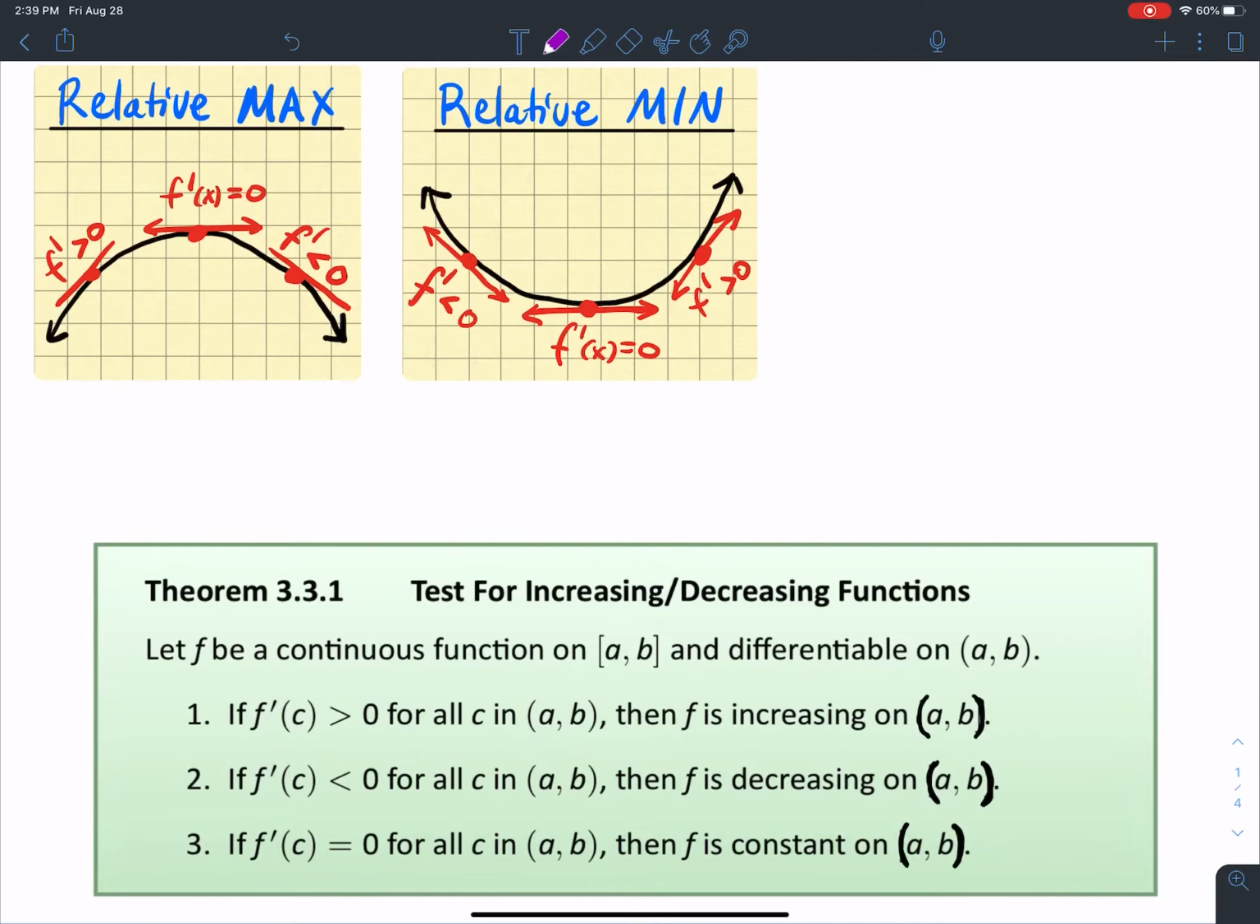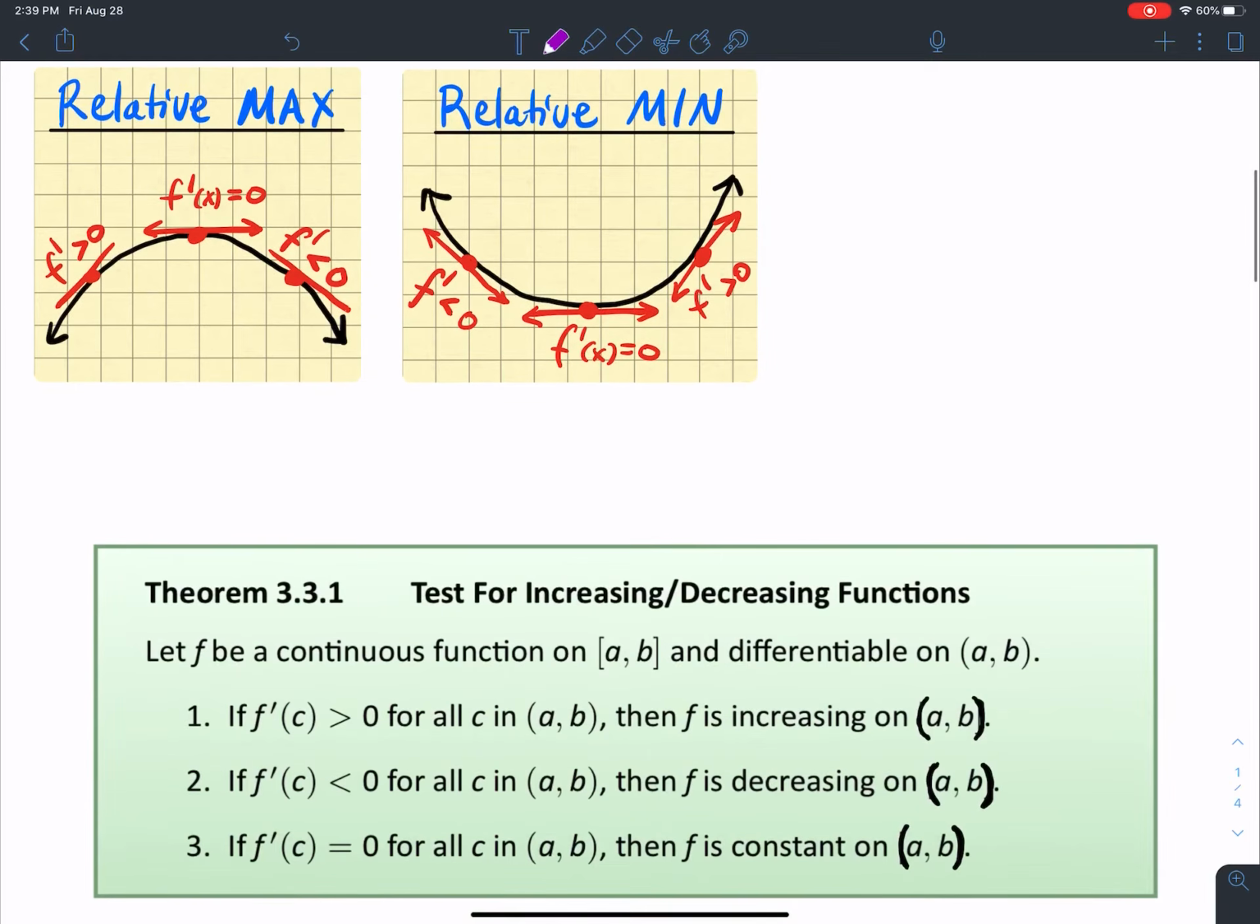This is a theorem, and we'll talk more about this in another video. But 3.3.1, test for increasing, decreasing functions, all right? So let f be continuous on the closed interval and differentiable on the open interval. So this is a very common assumption in this chapter of calculus, having a function that's continuous and differentiable, okay? Very nice things happen when that's true.